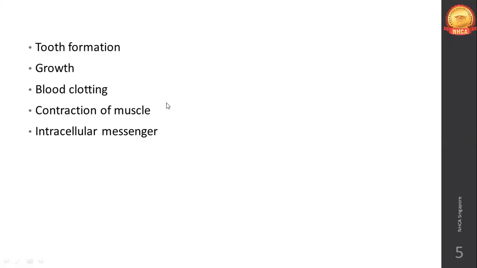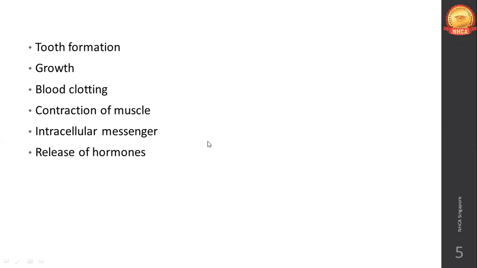Intercellular messenger. Certain hormones, for their action to take place, require calcium as a catalyst. For example, the role of epinephrine. Epinephrine is secreted by your adrenal glands. Epinephrine is the fight or flight hormone. For epinephrine's function of taking glycogen out of the liver and breaking it down, the presence of calcium is required. So one function of calcium is to be a catalyst, an intermediary in the hormonal actions within your body.